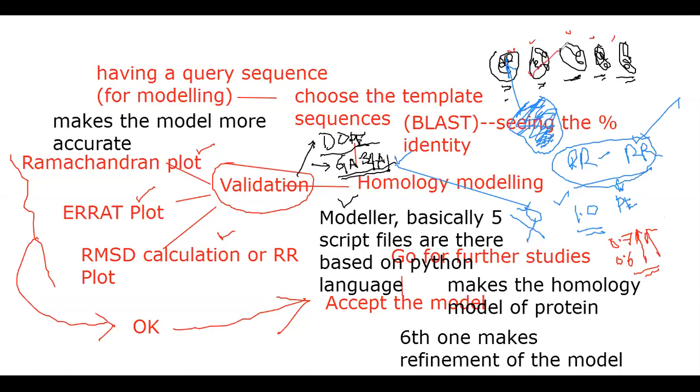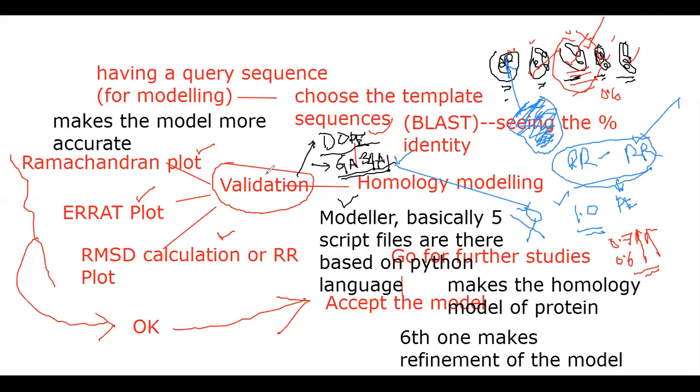Say this one is closest to the acceptable GA341, then you rank like this. Then you see the DOPE score. Say for this one the DOPE score is minimum, and it is also second rank in GA341 scoring. So easily we can take this one as our final model protein, because it is second ranked in GA341 with a score of 0.6, and the DOPE score is low, so it is the most stable conformation.